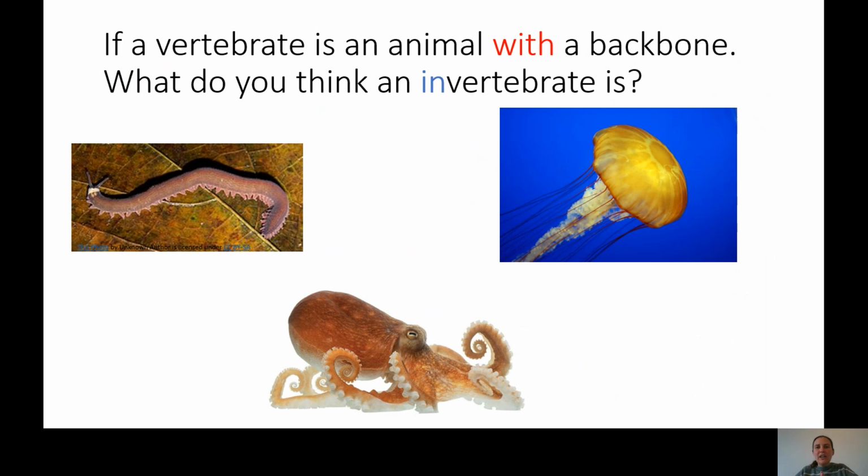Okay, so this is the important question because obviously our topic isn't vertebrates, it's invertebrates. So this is a question for you, which I'm going to give you another 30 seconds to think about in a minute. If a vertebrate is an animal with a backbone, what do you think an invertebrate is? And I've given you a few pictures to give you a clue. Right, I'm going to give you another 30 seconds to either do some thinking, jot it down, or speak to someone if you're in the room with someone else.